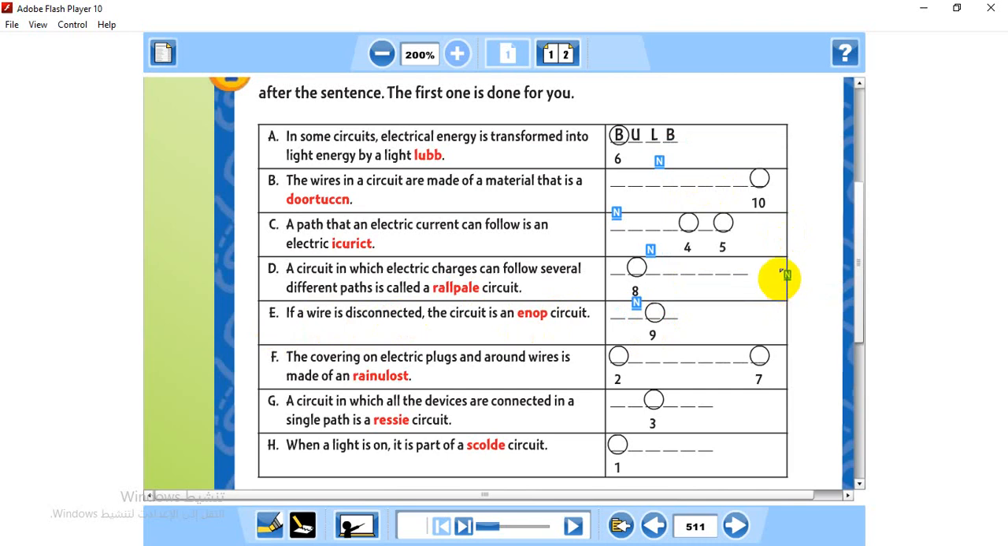Now in the circle here, the letter E should be written. Okay, letter E should be written here. Let's go now to the definition number 5.